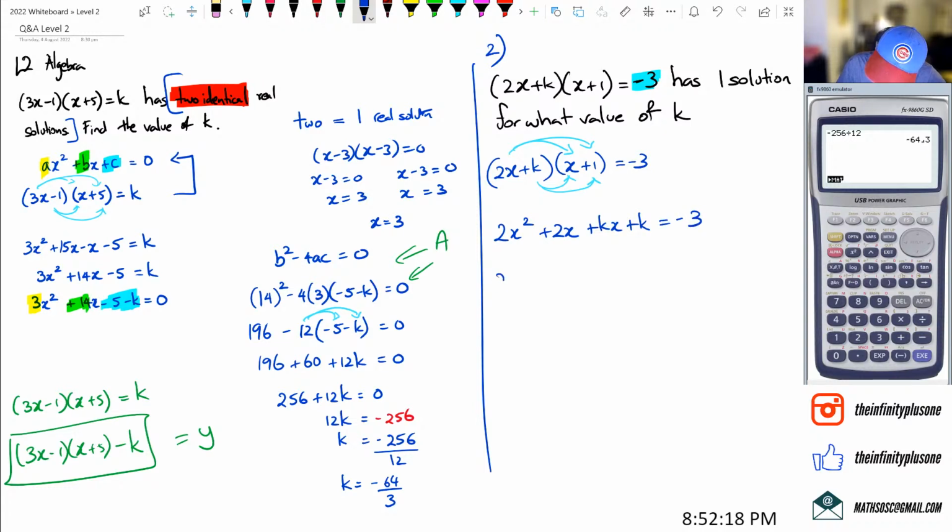We're going to have 2x squared plus (2 plus k)x plus k, and of course negative 3 when it comes to this side is going to become plus 3, and all of this is equal to 0. So if you didn't get up to this part, then I'm going to be honest with you, the rest of the question for you is going to be incorrect.